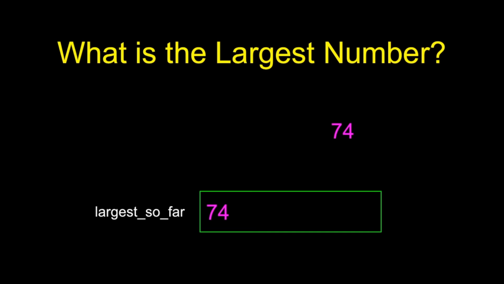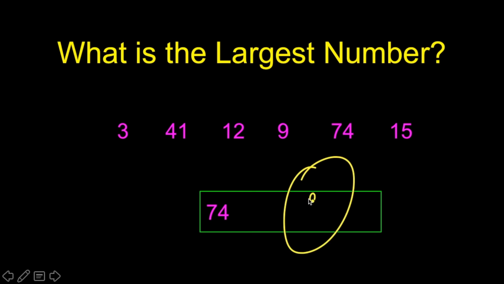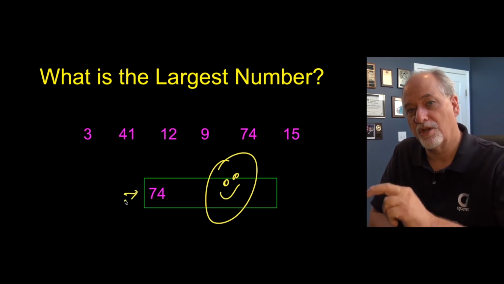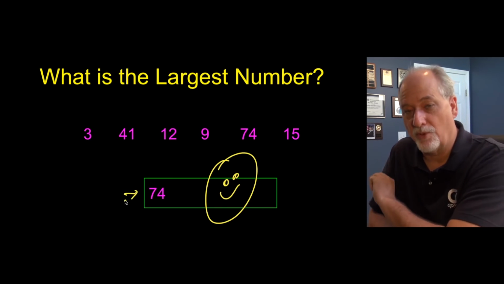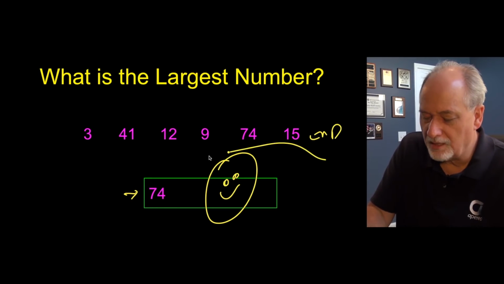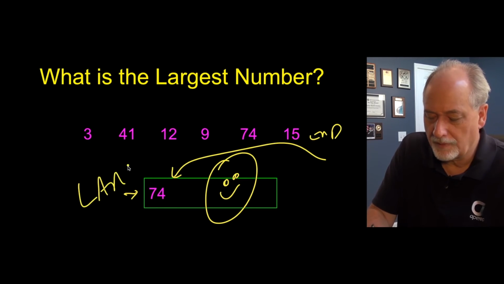Is this the largest number? We don't know. We don't know until we're done. 15, not better than 74. So now we're all done, and hooray, we have the largest number. And we had this variable that kept the largest number that we'd seen up to this point. And then when we know that we're done at the end, that becomes the largest.